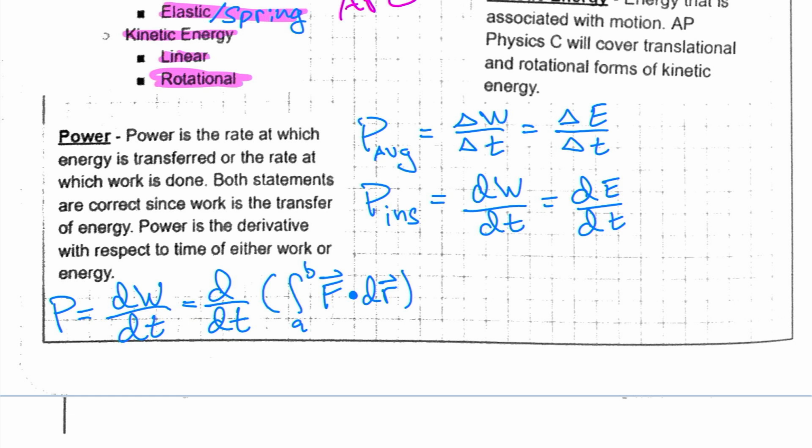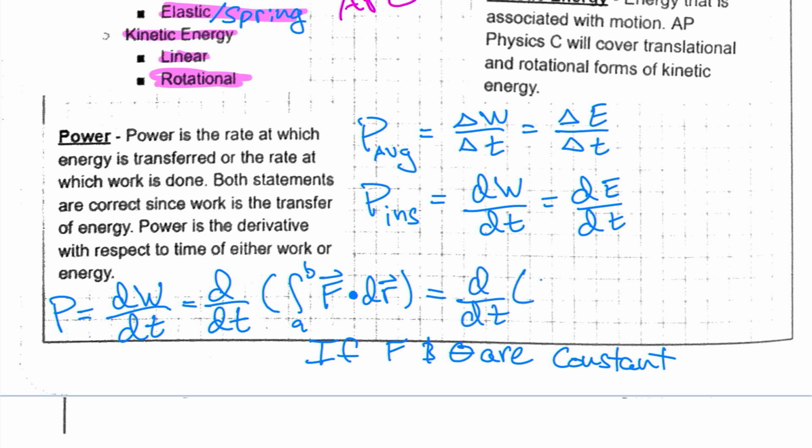And if F and theta are constant, then we can simplify that dot product. Remember, that becomes F d cosine theta. So we have d/dt of F d cosine theta.